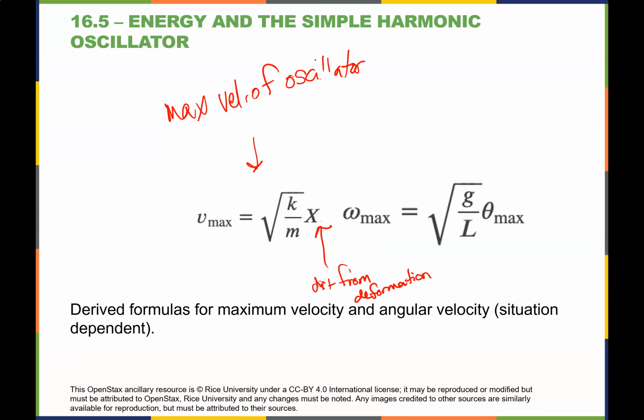And then we have k, which is going to be our spring constant. Again, this has to do with the material that's being used to make the spring, as well as the shape of the spring. And then we have, obviously, the mass.